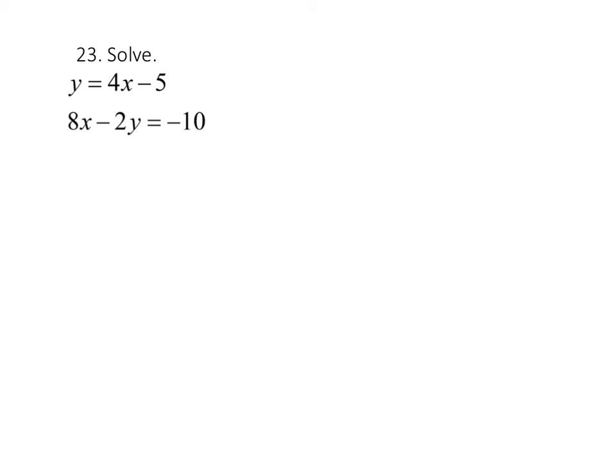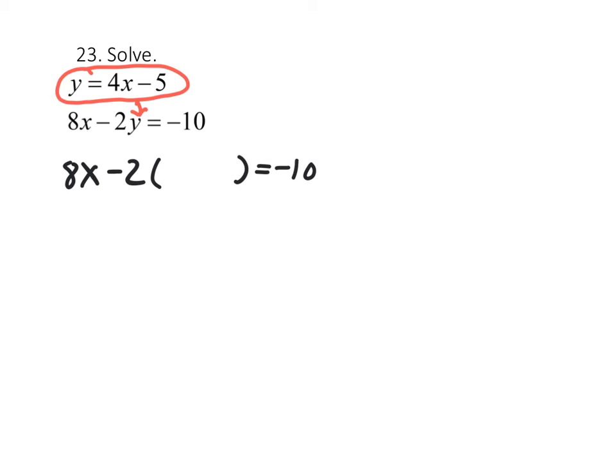Here's another system of equations. I have y isolated, so that tells me to use substitution. I'm going to substitute for y in the second equation. So 8x minus 2 times whatever y is equal to negative 10. I substitute 4x minus 5 for y, and now I can solve.